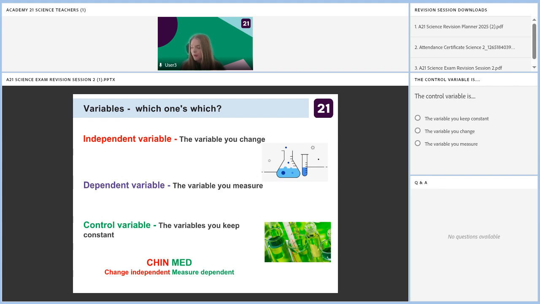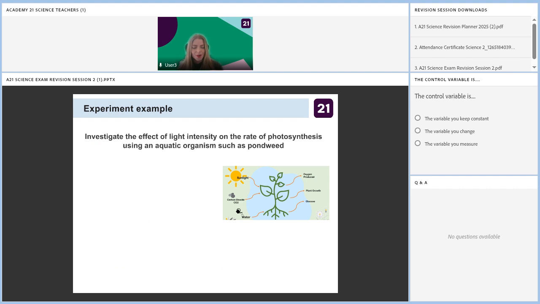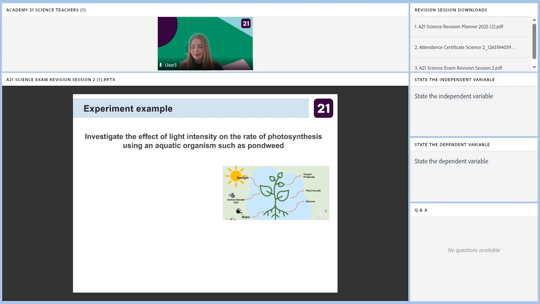Okay, so what we'll have a go at next is have a look at an example of an experiment and see if we can identify the different variables in this experiment. So this experiment is to investigate the effect of light intensity on the rate of photosynthesis using an aquatic organism such as pondweed. So take a moment just to think about it and feel free to let me know either in the chat or in the polls there.